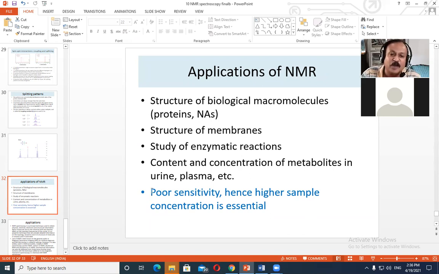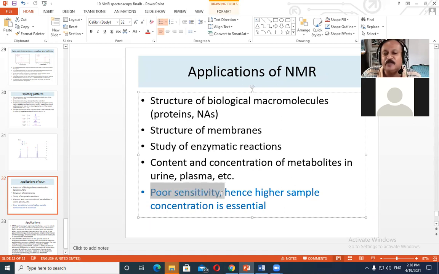The only drawback of this technique is that it has a very, very poor sensitivity. Why does it have a poor sensitivity? The reason is that the natural abundance of isotopic atoms in any given sample is very, very less. It may be even less than 1%, less than 0.1%. Therefore, the signals which are obtained are very poor signals, and therefore the sensitivity is low. So preferably, if the sample amount, that is the concentration of the sample, is more, then we should be in a position to analyze the samples without much problems.